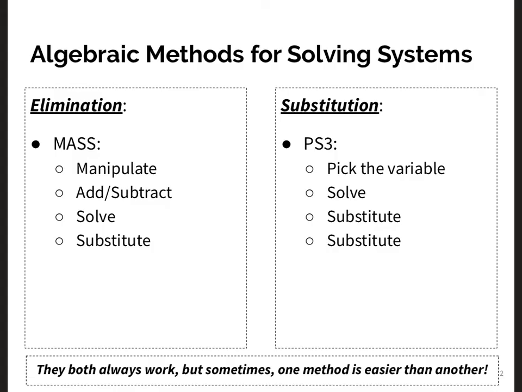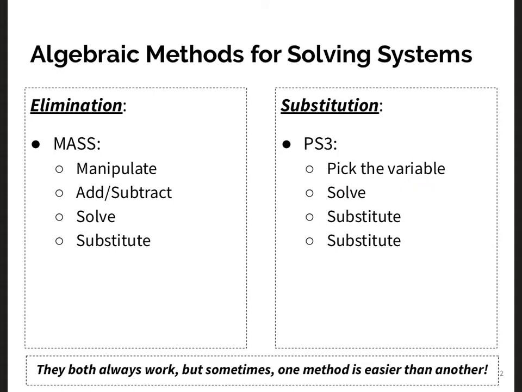Alright, so let's just recap what we covered in the last video. We covered that there were two main algebraic methods for solving systems, right? The first method was elimination, which we remember how to do using this MASS acronym. So we first manipulate, finding the least common multiple. We add, subtract, solve, and substitute. And then for substitution, we use this PS3 acronym to help us remember how to do it.